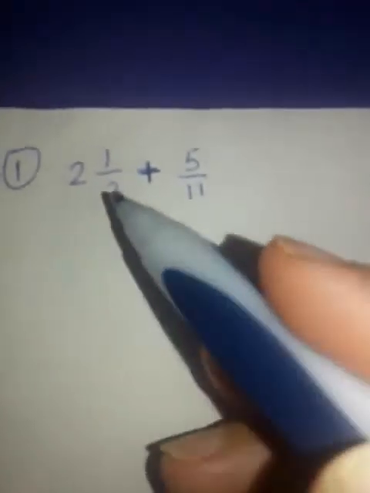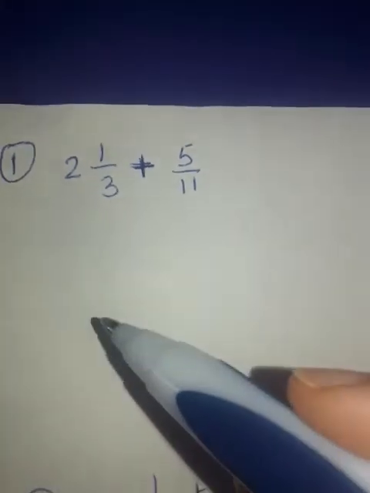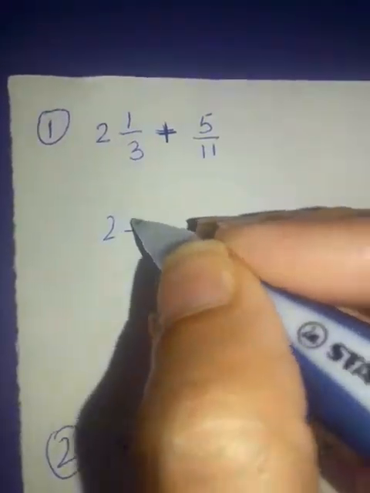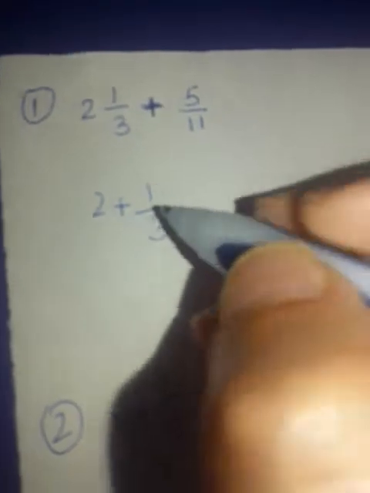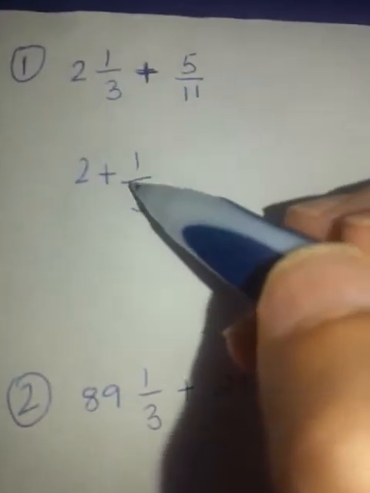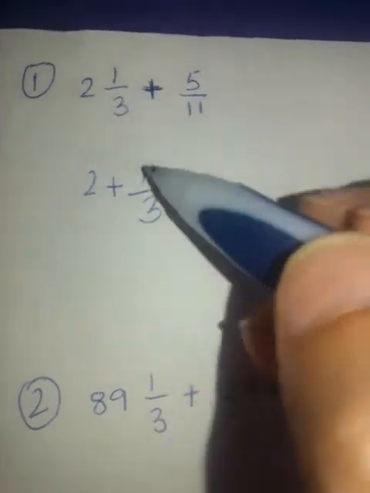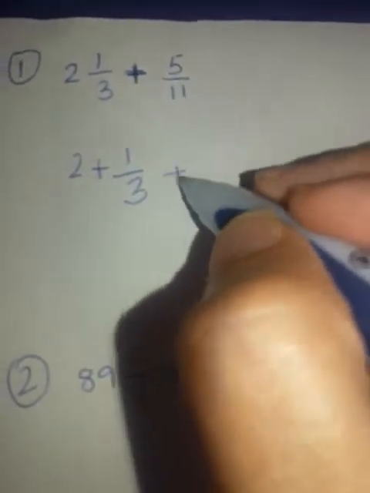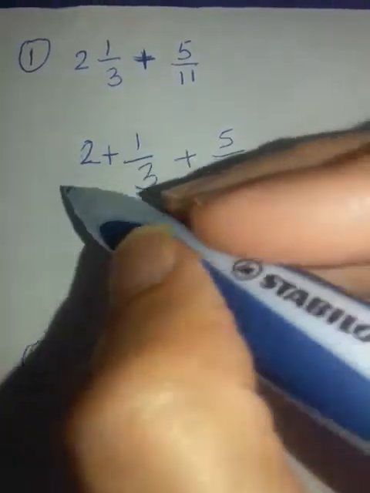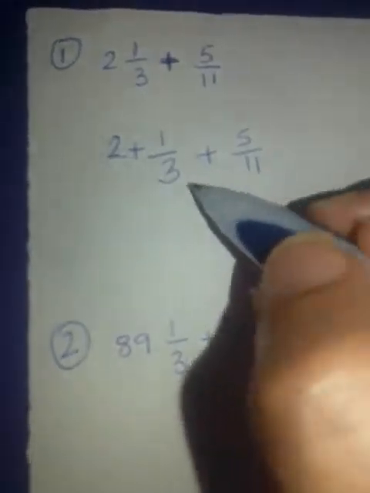Okay, if you remember, what is 2 1 upon 3? Is it the same as 2 plus 1 upon 3? We have already seen it in earlier videos when we understood the meanings of fractions and mixed numbers. So this is the same as this, and this is 5 upon 11 as it is. Now since we have taken these two apart, this becomes easy.